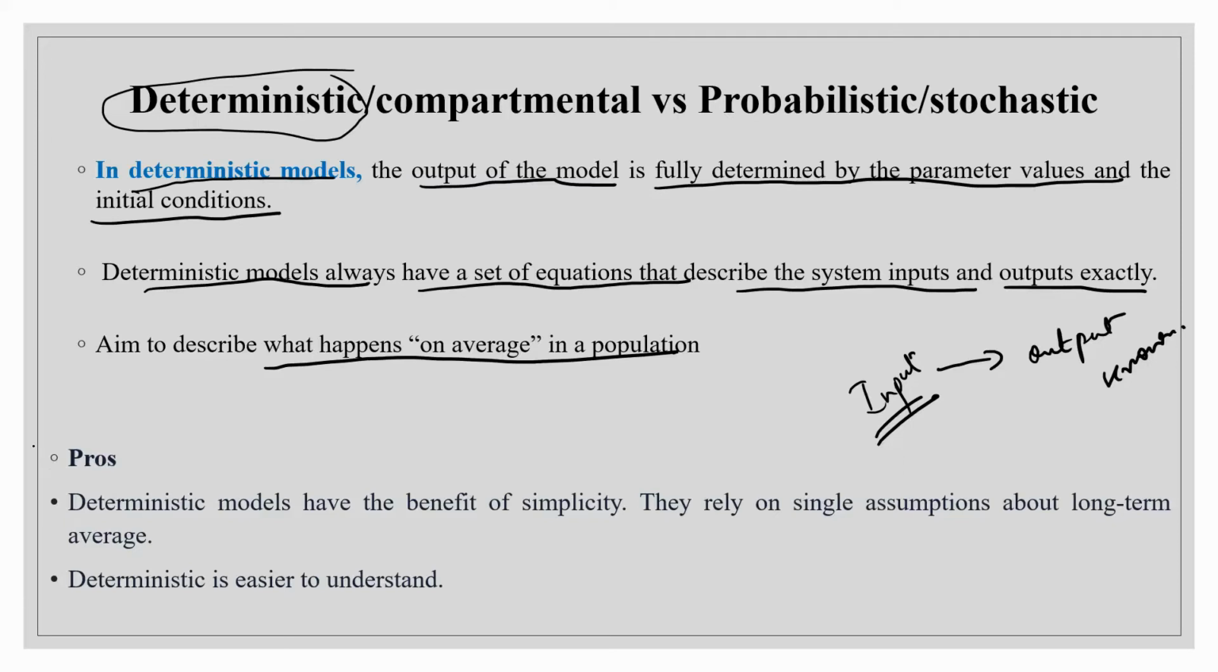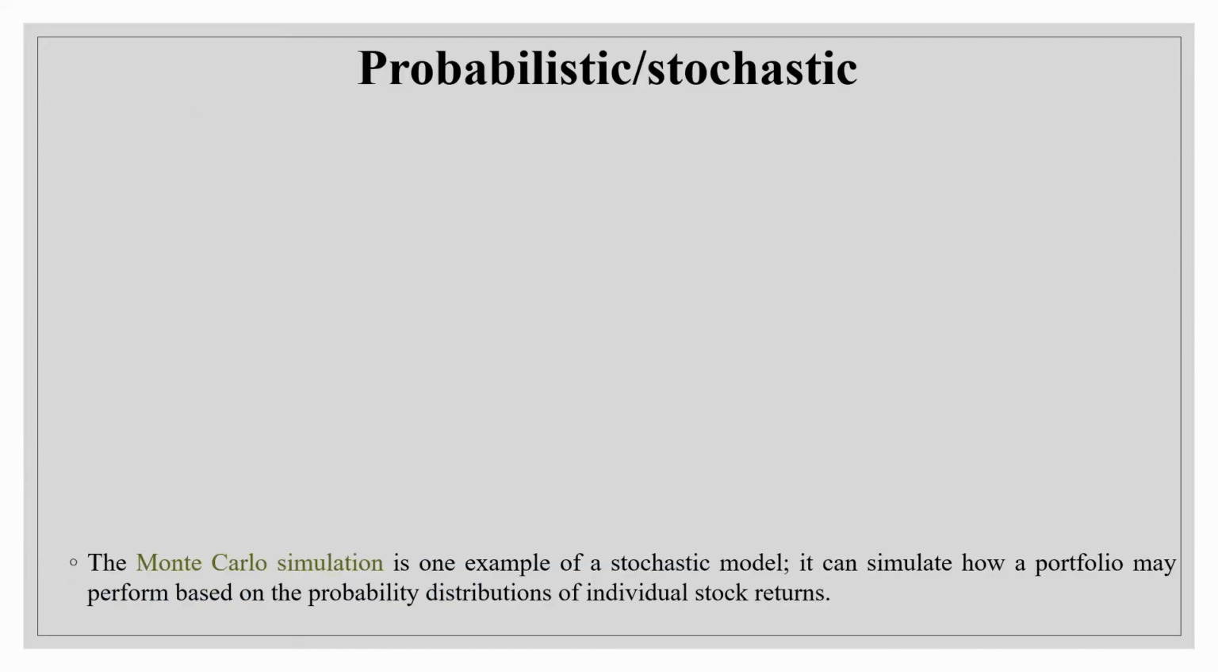Now there are a few advantages of using a deterministic model. What are they? The benefit is simplicity, and it relies on a single assumption about the long-term average. So it gives us an idea about what will happen on average in the population. Also, deterministic models are easier to understand. Now we will see what stochastic models are.